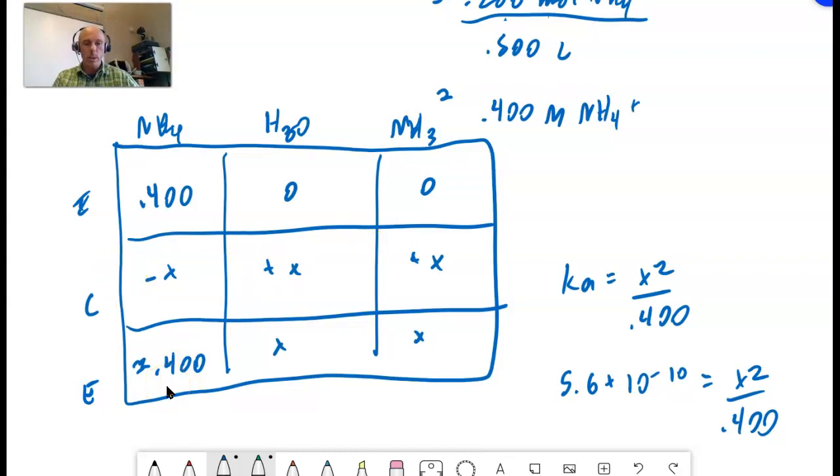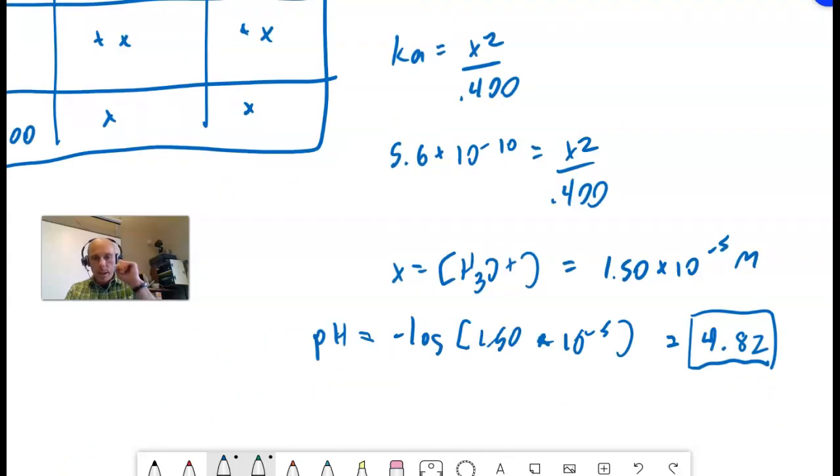So once again, we're seeing this Ka expression equaling x squared over the initial concentration of, in this case, the weak acid. So I've set that equal to the Ka, which I get from page 277. 5.6 times 10 to the minus 10 is the Ka of NH4+. And when I solve for x, which is both the concentration of hydronium and the conjugate base, but to us it's the concentration of hydronium, I get 1.5 times 10 to the minus 5 molar.